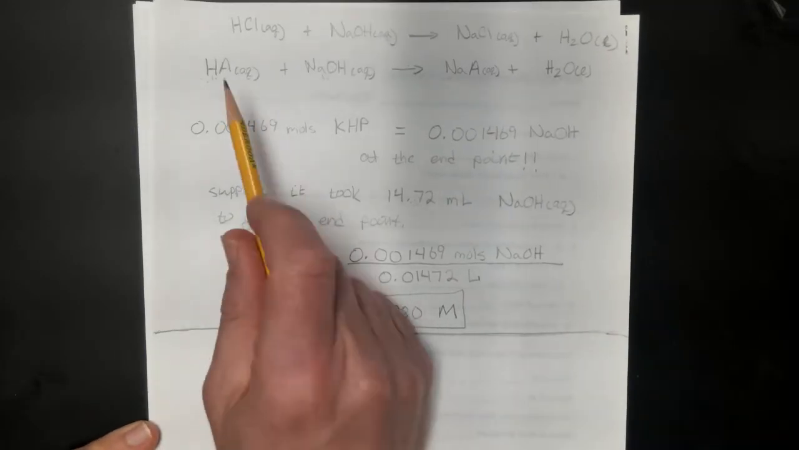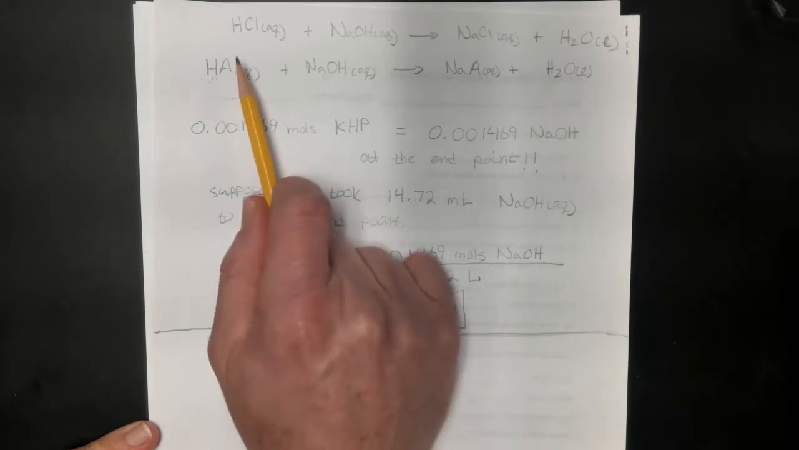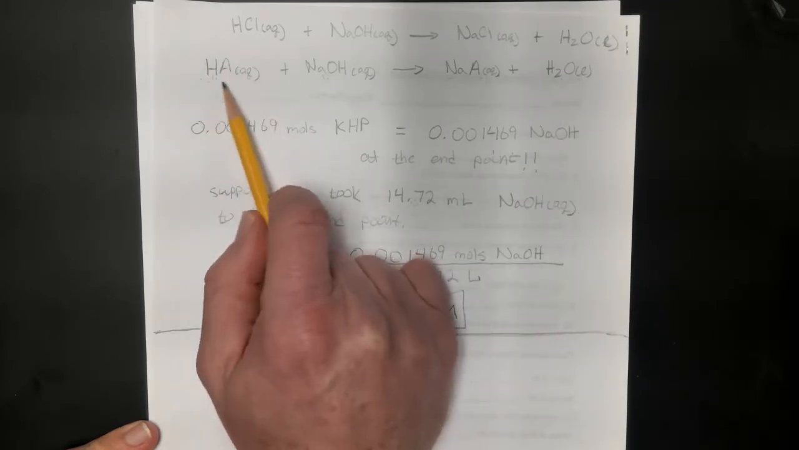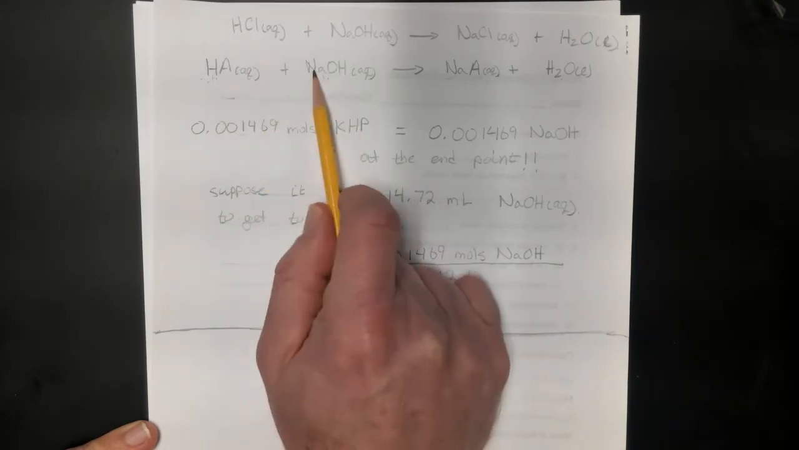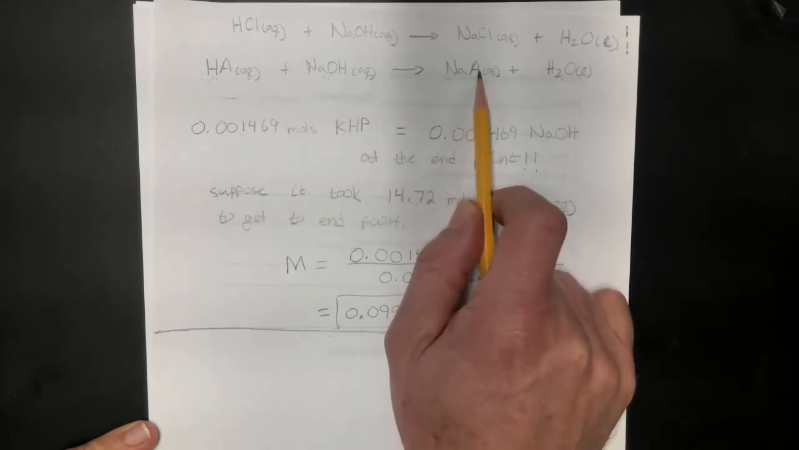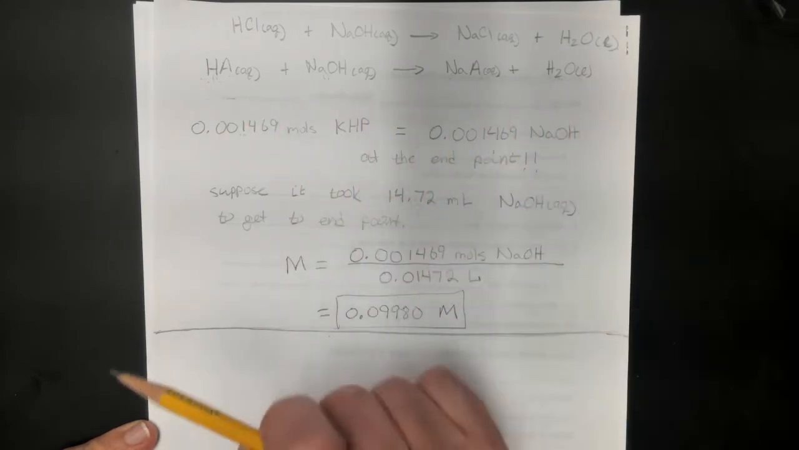So the same reaction up here applies for the acetic acid solution. So this is the acetic acid now, not KHP. This is acetic acid. It's going to react 1-to-1 with the sodium hydroxide to produce sodium acetate and water. All 1-to-1 to 1-to-1. That's the stoichiometry.